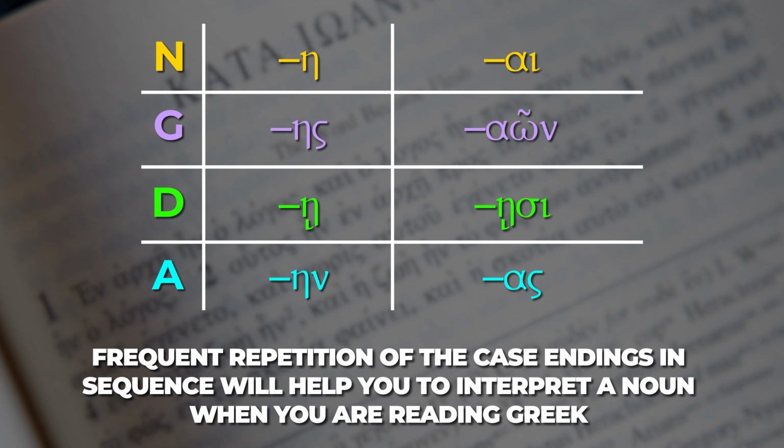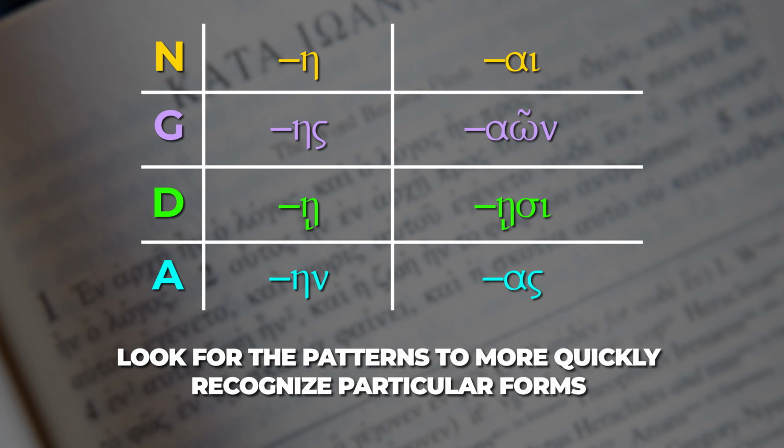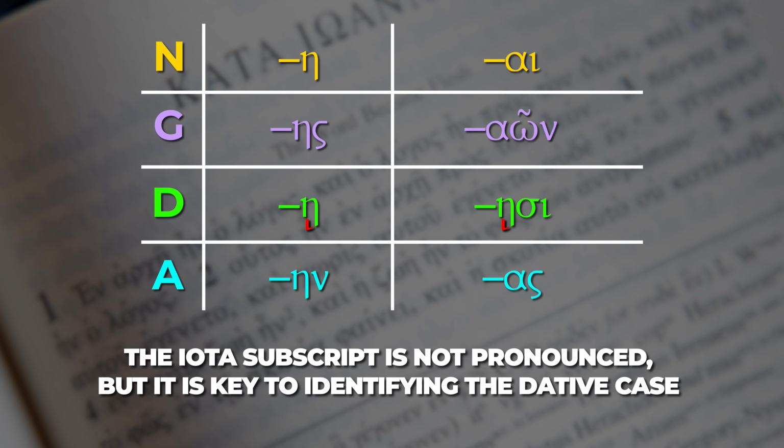Very good. At this point, let me encourage you to look for the patterns. As we study more Greek, you will notice more patterns that will help you quickly identify word forms. For now, let me draw your attention to the iota subscript, present in both of the dative forms. This iota is not pronounced, but it is key to identifying the dative case.